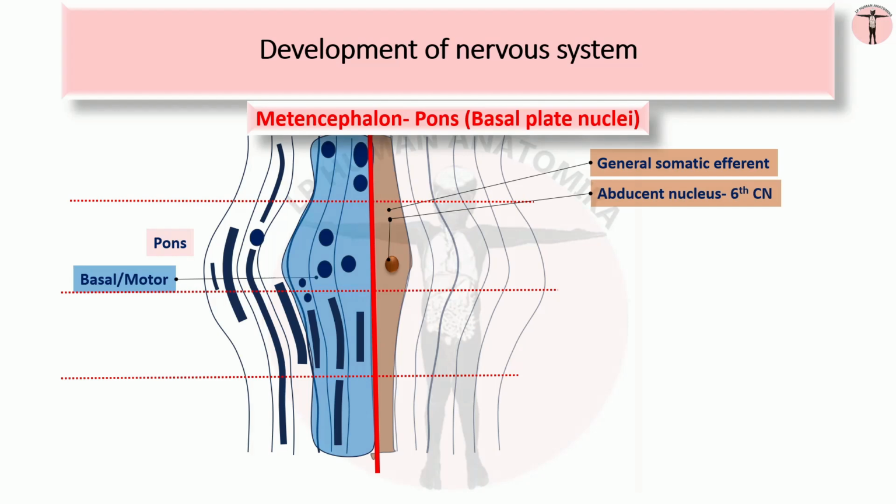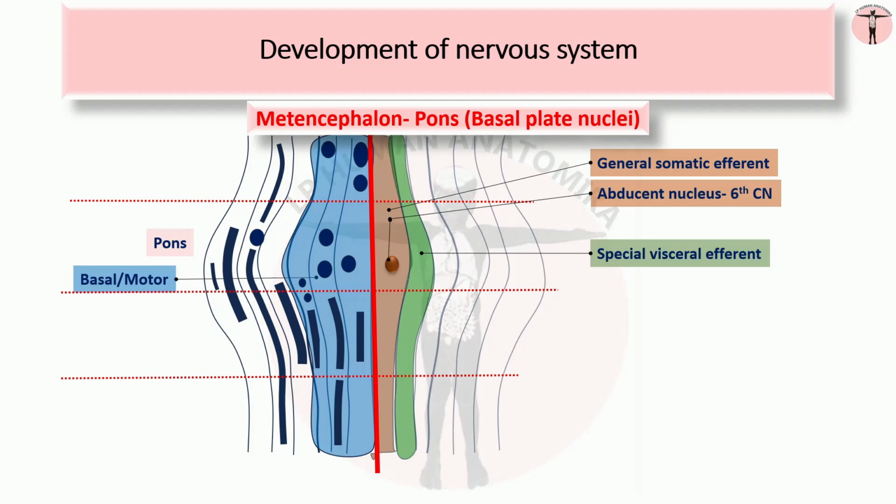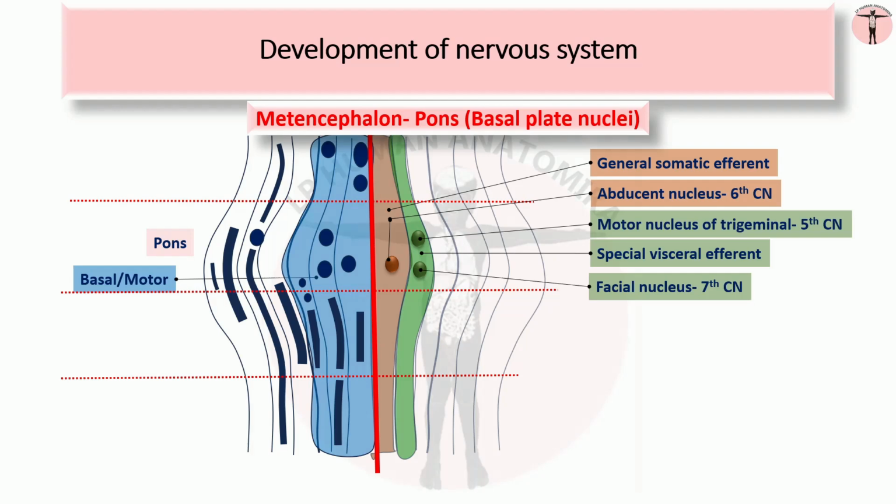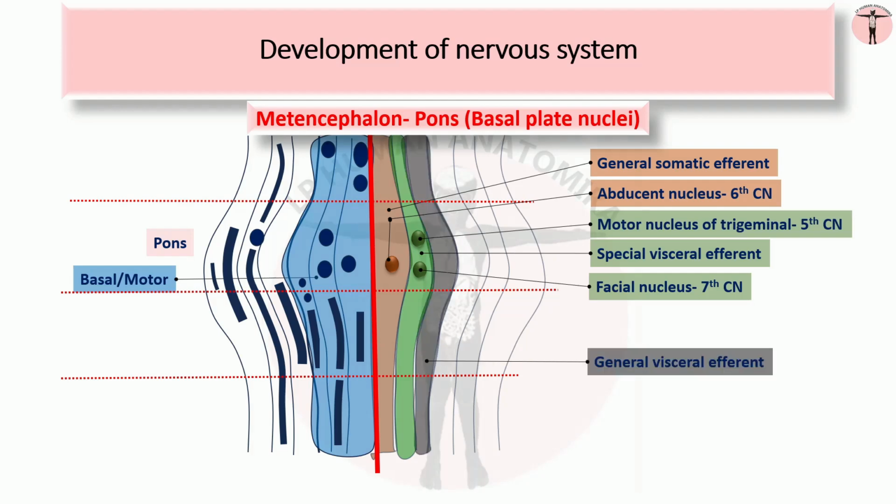The special visceral efferent column is represented by the neurons of the fifth cranial nerve, the trigeminal nerve, and the seventh cranial nerve, that is the facial nerve, and are called the facial nucleus and the motor nucleus of the trigeminal nerve. The general visceral efferent column is represented by neurons of the seventh cranial nerve, that is the facial nerve, and is called the superior salivatory nucleus.